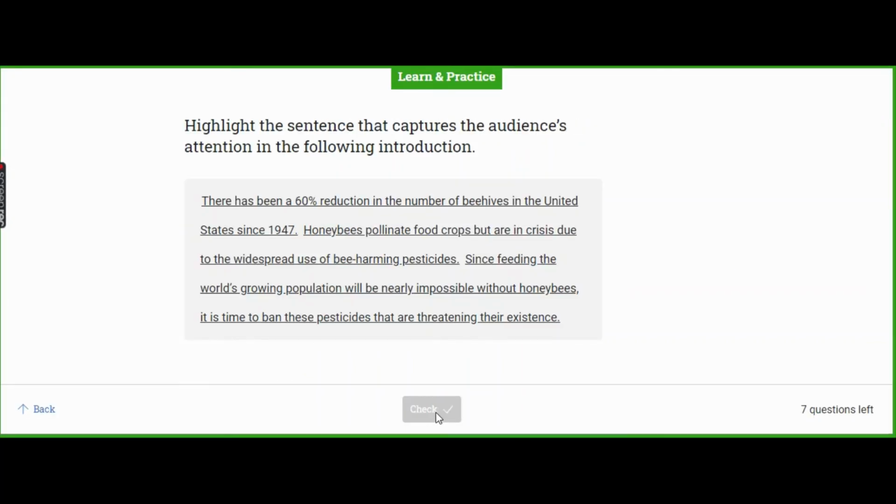Highlight the sentence that captures the audience's attention in the following introduction. 30 seconds. There has been a 60% reduction in the number of beehives in the United States since 1947. Honeybees pollinate food crops, but are in crisis due to the widespread use of bee-harming pesticides. Since feeding the world's population will be nearly impossible without honeybees, it is time to ban pesticides that are threatening their existence. Again, all hooks should always be the first sentence.